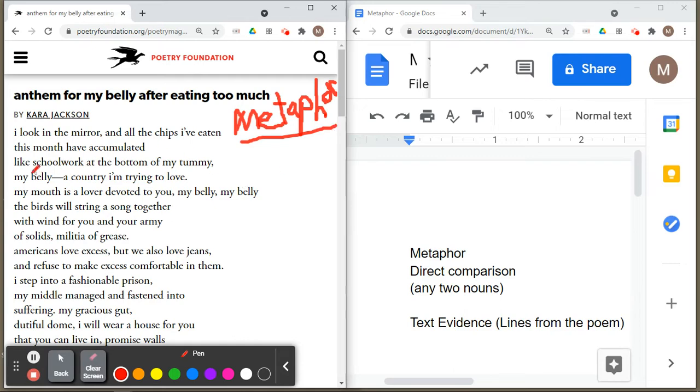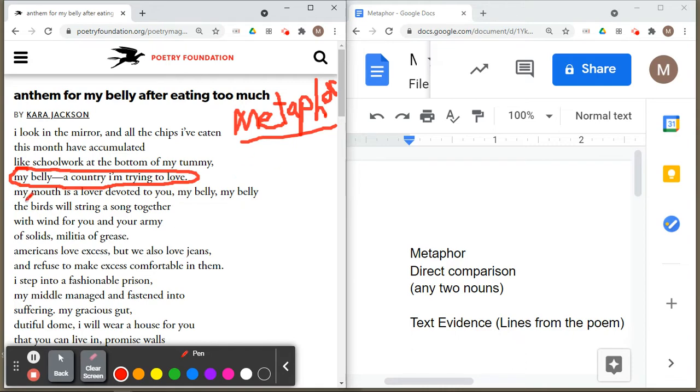Okay, definitely we see the word like, and so we have a simile here where Kara Jackson compares chips to schoolwork, which has accumulated, and I'm sure we have all experienced that. And here is where I really see that first metaphor, and if you saw the hyperbole, you could say, wait a second, you used that for a hyperbole too. And yes, you can. With literary devices, sometimes they can be used for more than one thing. So just keep that in mind.